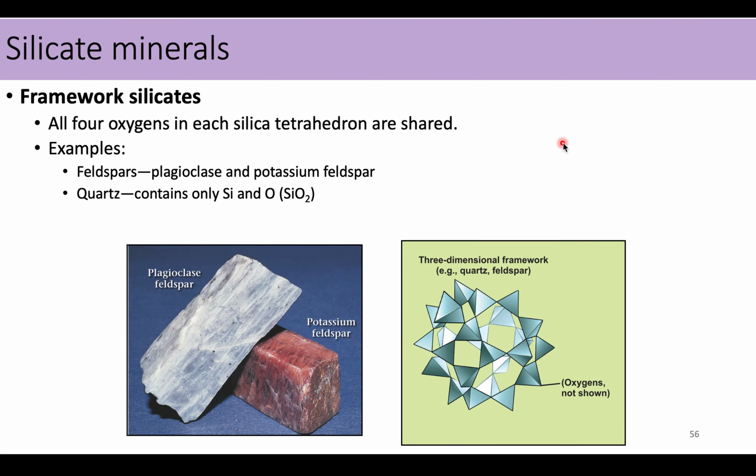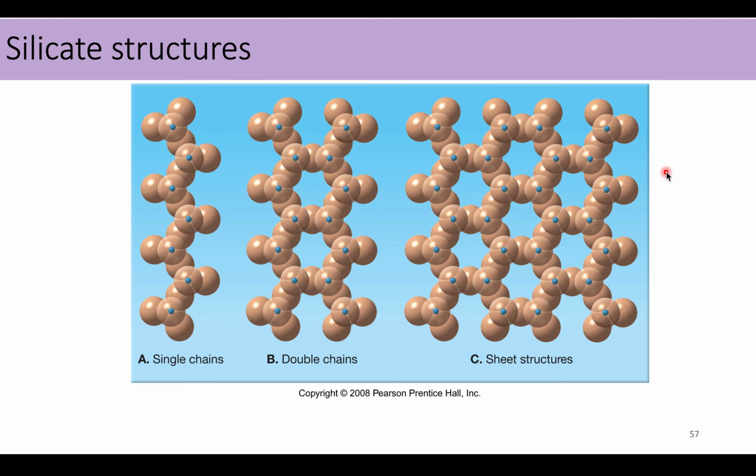We also have framework silicates, which is where all 4 oxygens are connected. So it is in 3D. All 4 of the oxygens are connected. All of the oxygens are shared with other silicate tetrahedrons. So some examples are feldspars here. So here we have potassium feldspar and plagioclase feldspar. So it's going to have a setup, something like this, where all 4 oxygens are shared.